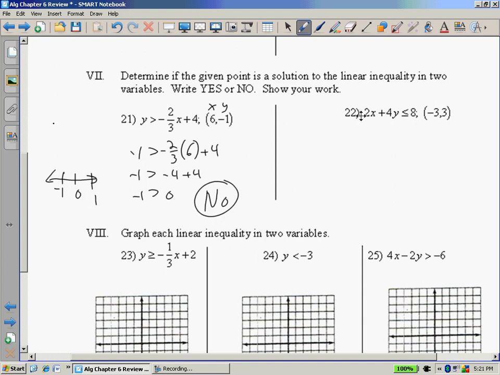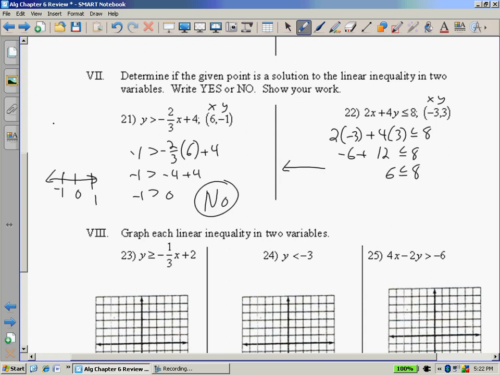Let's look at number 22. Again, we're going to see if this is a solution. If it is a solution, when we plug this in, it'll make the inequality true. If it's not a solution, it'll make the inequality false. So let's plug in 2 times negative 3 plus 4 times 3 is less than or equal to 8. That means negative 6 plus 12 is less than or equal to 8. 6 is less than or equal to 8.